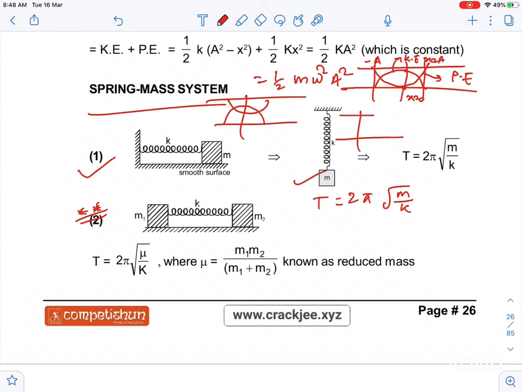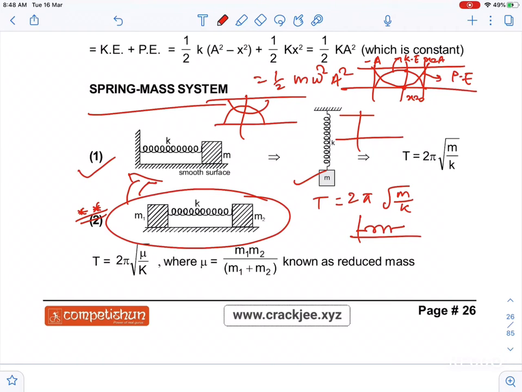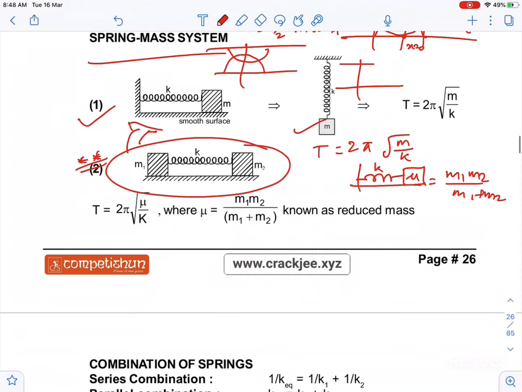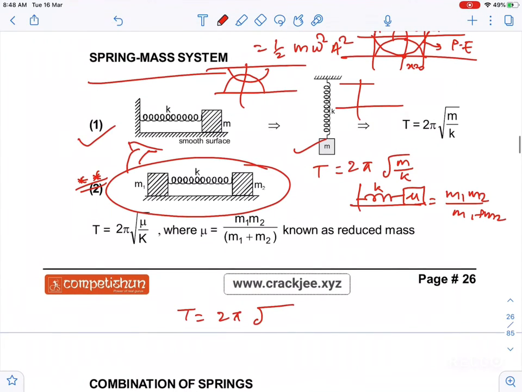So time period of this type of system, you have to calculate reduced mass for this system. Like I can convert this entire system as the first one. Like I can write this system as spring constant k and this mass mu, which is known as reduced mass. And how can this reduced mass be written, guys? This mu can be written as m1 m2 divided by m1 plus m2. So I can simply write this time period T is equal to 2 pi under root m by k. In place of m I write mu by k.